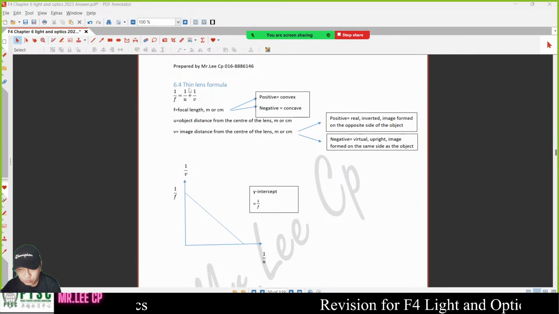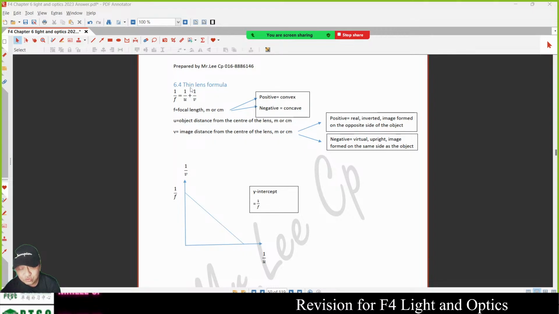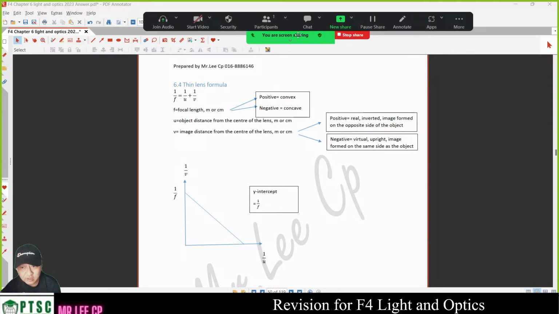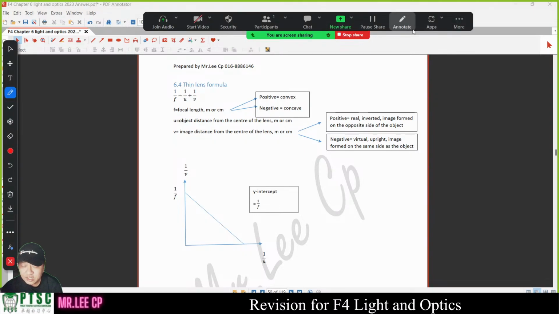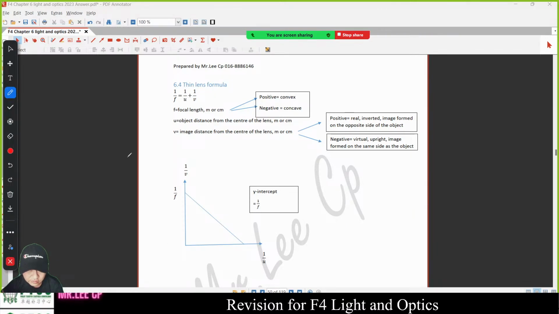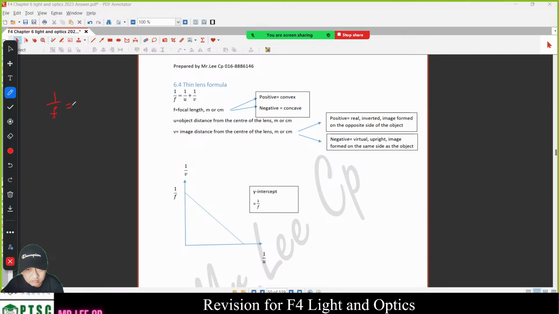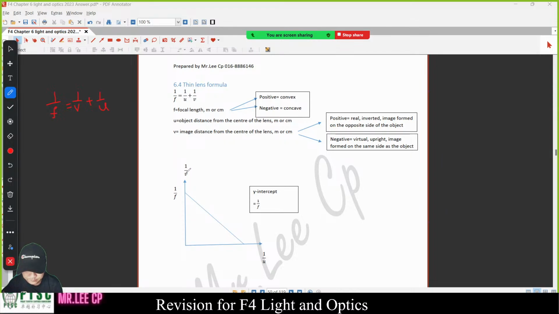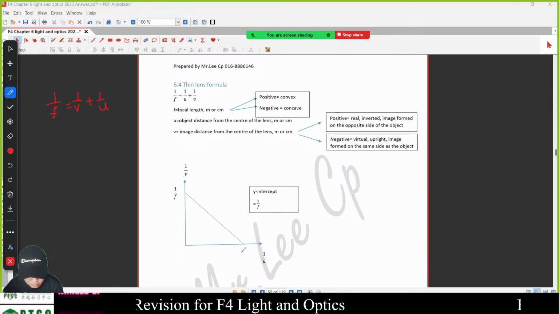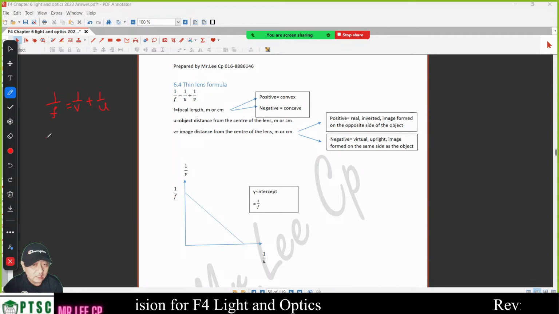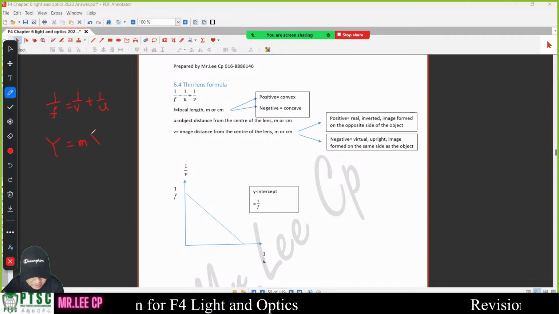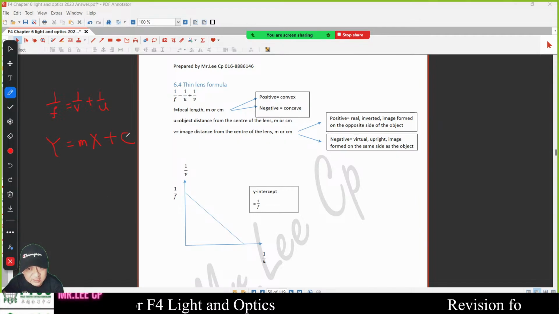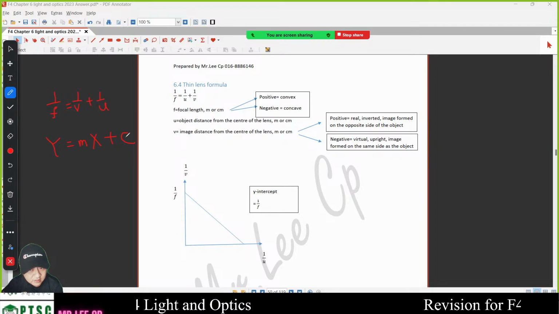6.4. We briefly go through to see what the thin lens formula is, and this is the graph shown. The formula is 1 over F is equal to 1 over V plus 1 over U. The graph will look like this. So y is equal to mx plus c. This is a straight line.